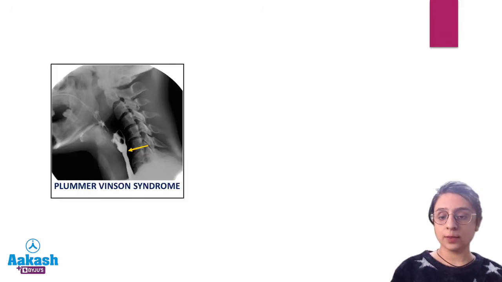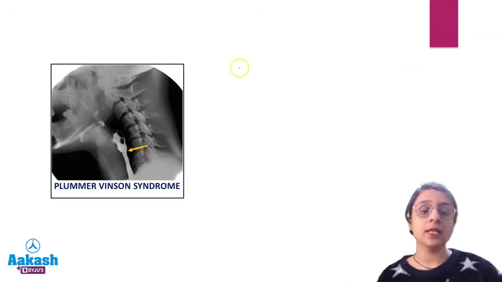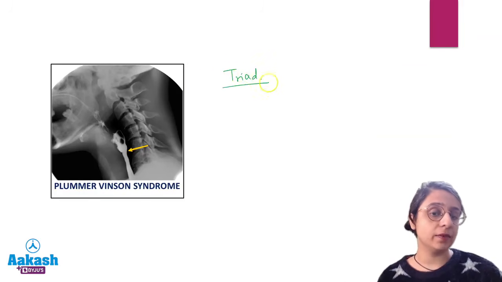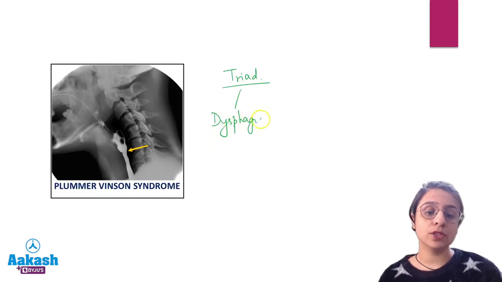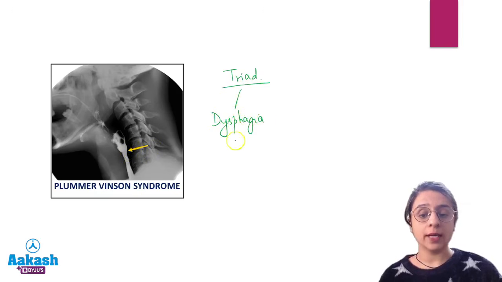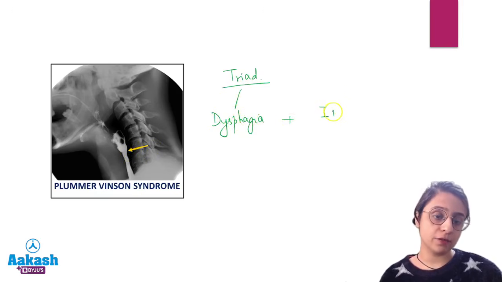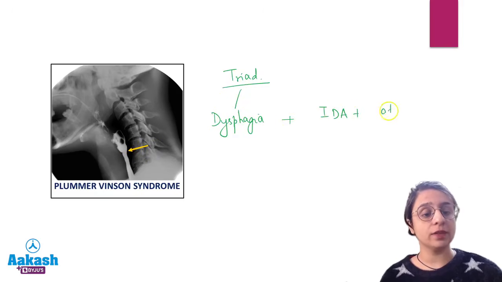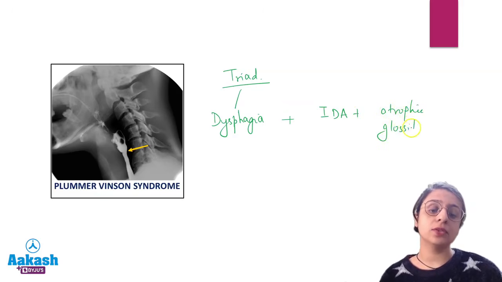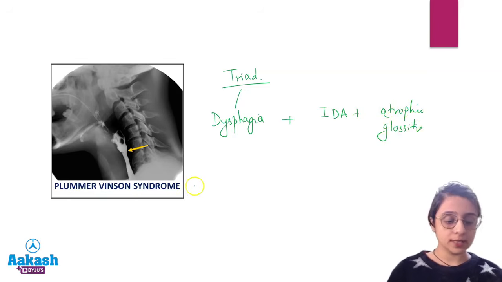Okay, so one more thing which is left is Plummer-Vinson syndrome, which is characterized by a triad of clinical manifestations. Yes, what will be there? There will be dysphagia due to the formation of this post-cricoid web, right? Along with that, there will be iron deficiency anemia and features of atrophic glossitis can be seen. And thus, this triad leads to the characteristic Plummer-Vinson syndrome.